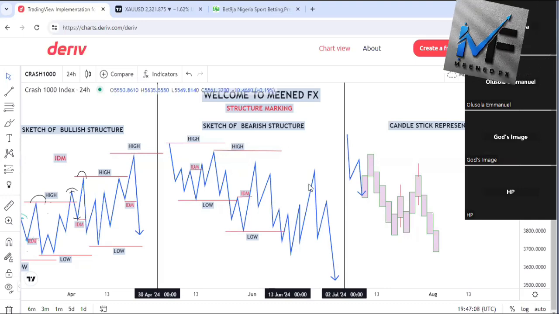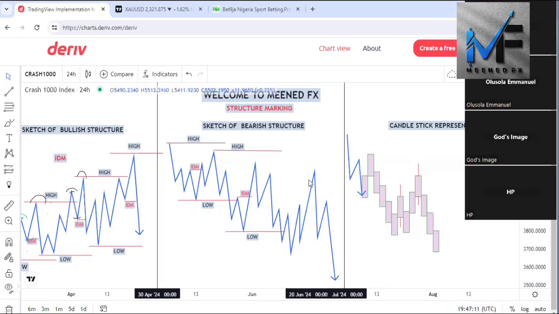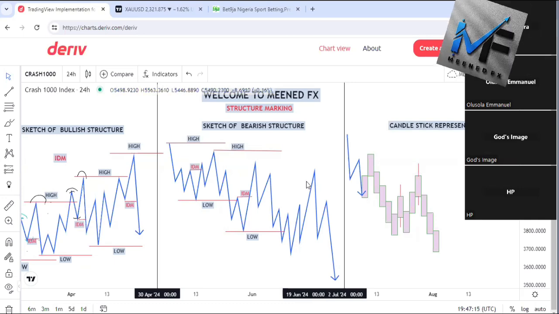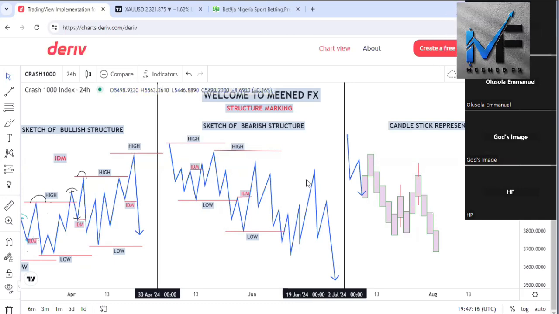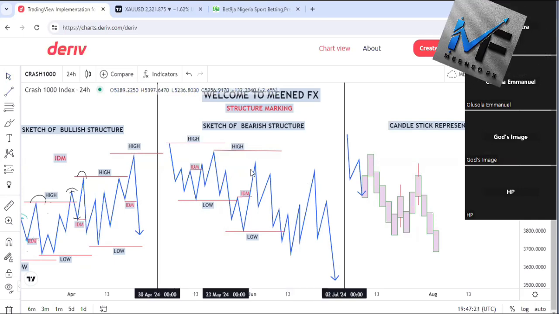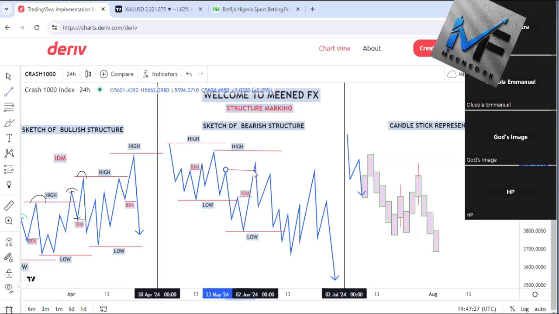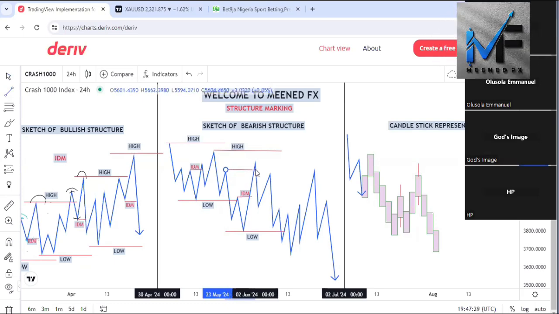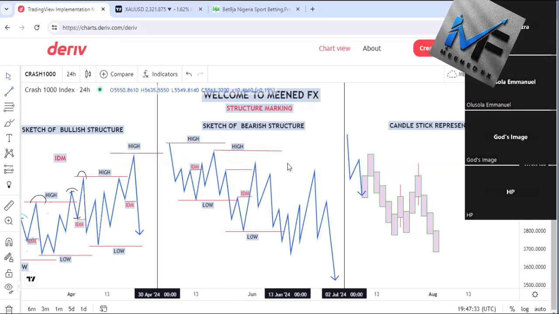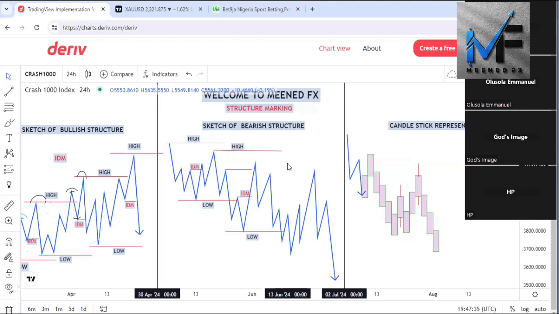Now, most persons have questions about engineered liquidity, internal liquidity, and so on. Some people even put their inducement around here. It's fine. No matter what you call it, it's just what you call it. Inducement is also liquidity. But inducement, as I've explained before, is just a serious call.